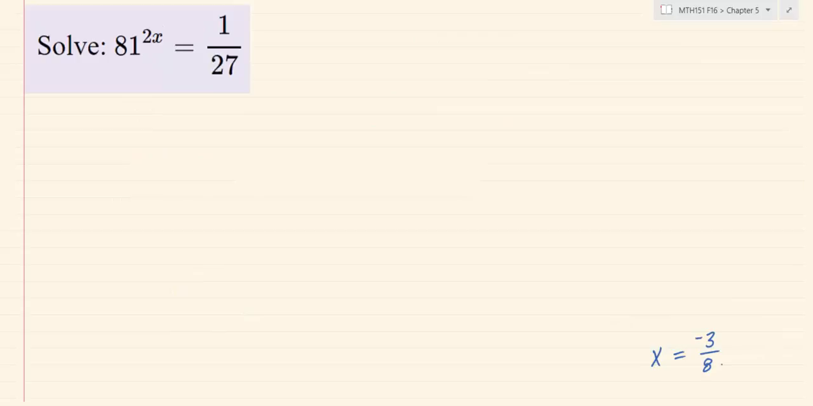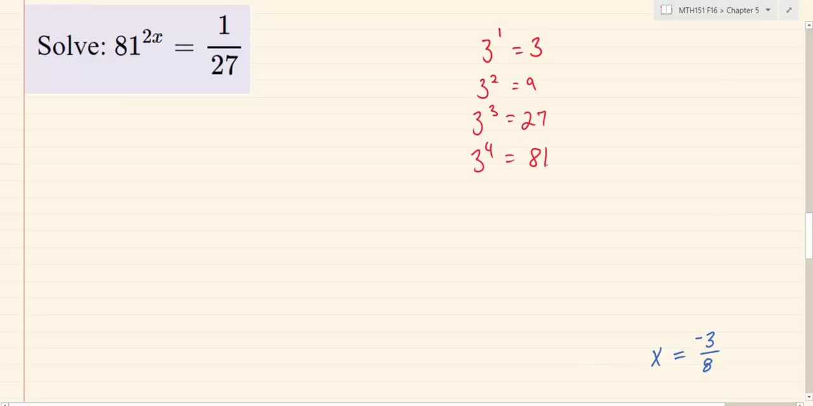If you take a look at this one, what's the base? 3. Yeah, this smells like base 3, right? You got a 27 in there, you got an 81. So I'm just going to write out real quick the powers of 3. So there's my 27, and there's my 81. So now what I'm going to do is just a simple substitution. I'm going to rewrite 81 as 3 to the fourth power, and I'm going to rewrite 27 as 3 to the third. It's just a simple substitution.